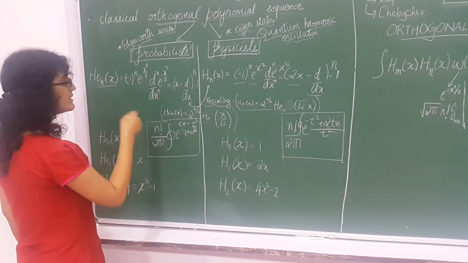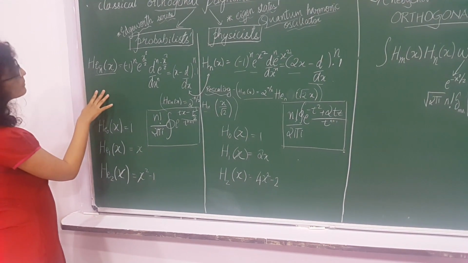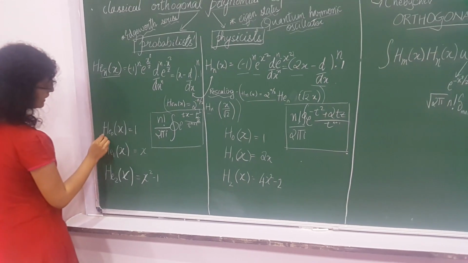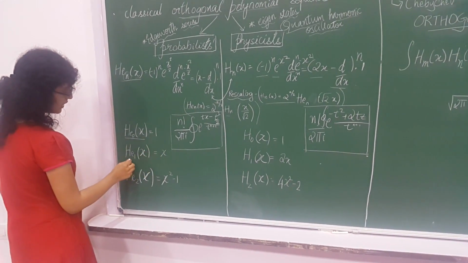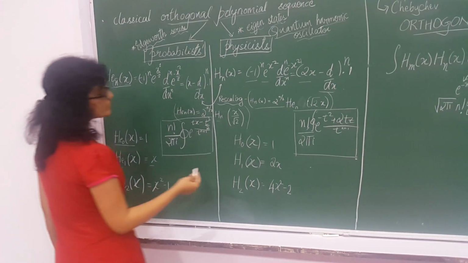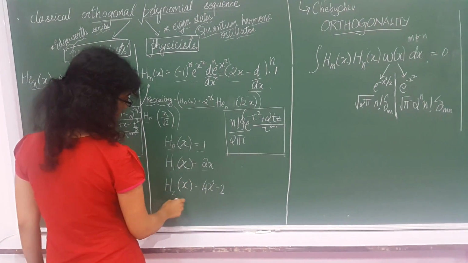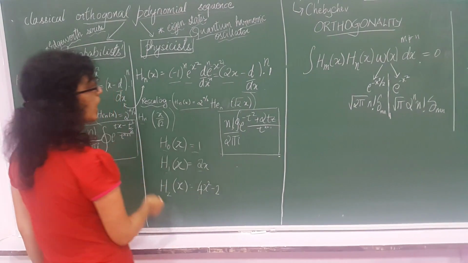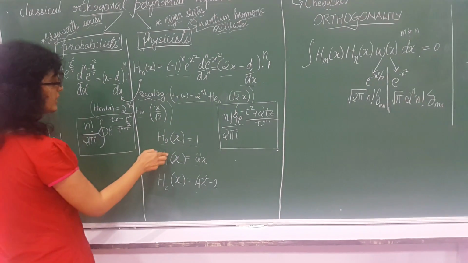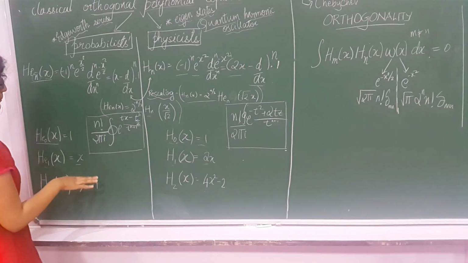Now let's see the first few polynomials in probabilists'. So He_0(x) is 1, He_1 is x, and He_2 is x² - 1. For physicists', H_0 is again 1, H_1 is 2x, and H_2 is 4x² - 2. How we got this is by simply substituting n in the given equation here for both the series.